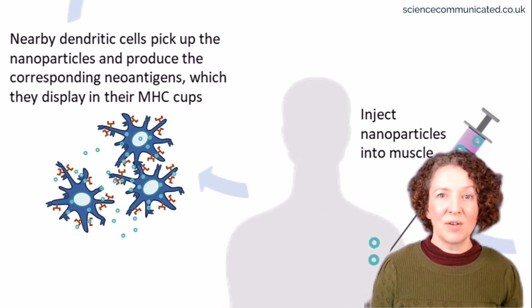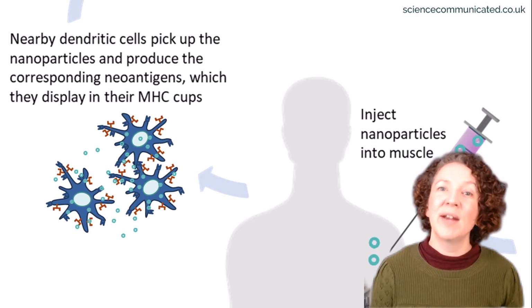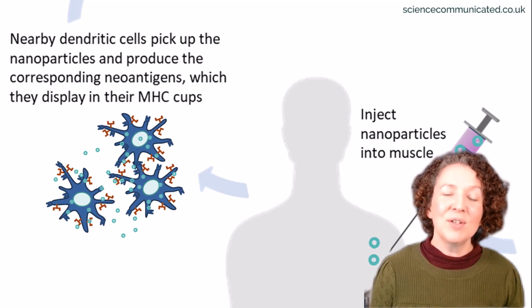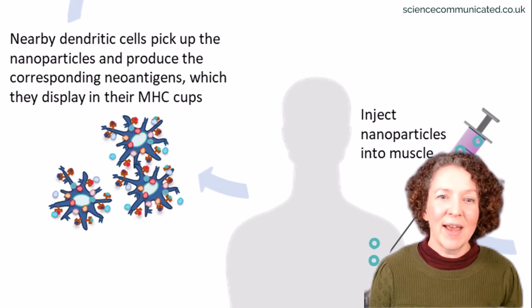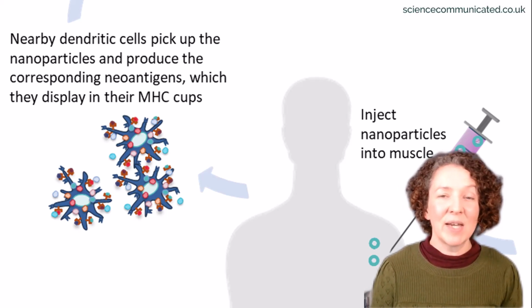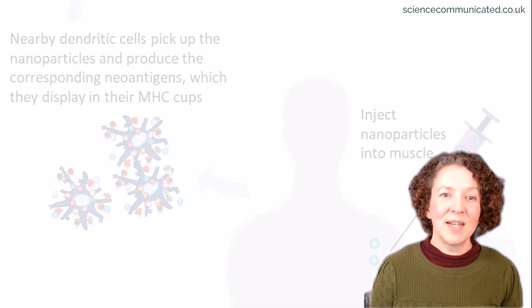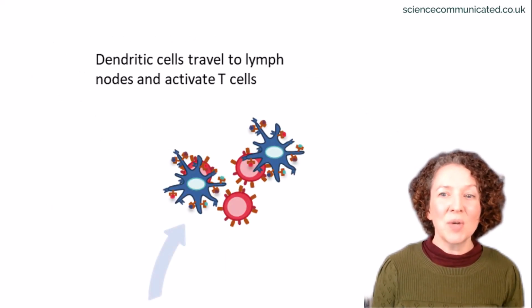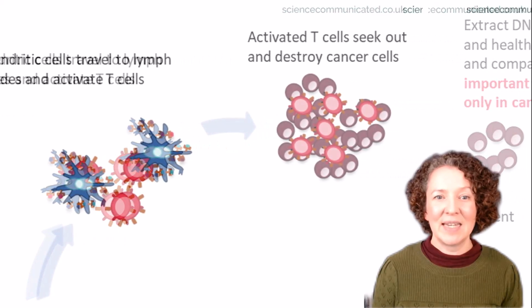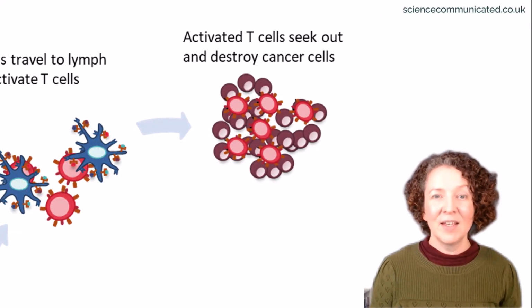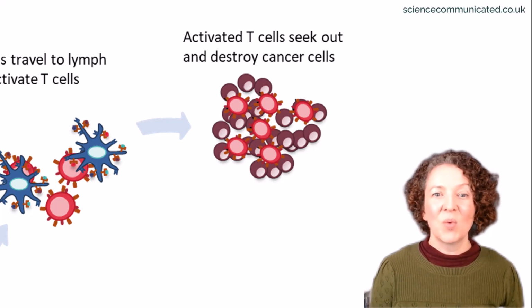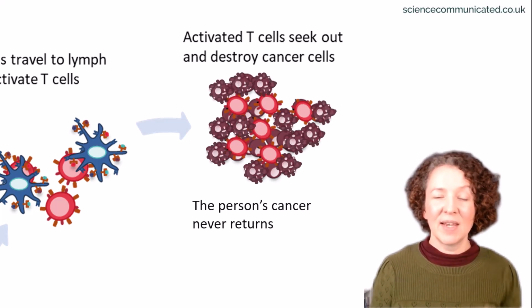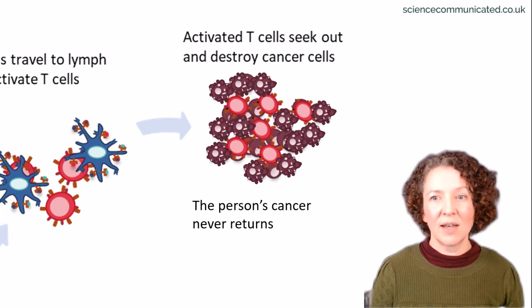passing patrolmen of the immune system, dendritic cells. They pick up those little lipid particles and the mRNA they contain, and they use the mRNA to make the neoantigens. They then display those neoantigens inside their MHC cups. They go off to nearby lymph nodes and they start talking to T cells and activating T cells. Hopefully, the dendritic cells create lots and lots of activated T cells, which now go out into the body and seek out and destroy cancer cells with those neoantigens on their surface.